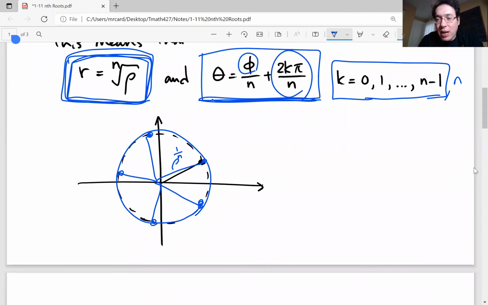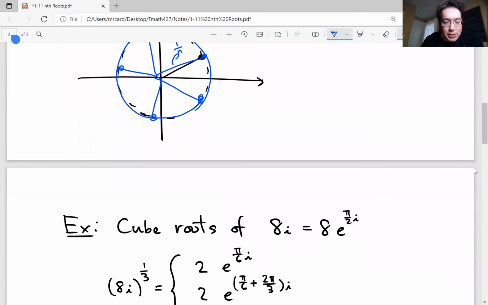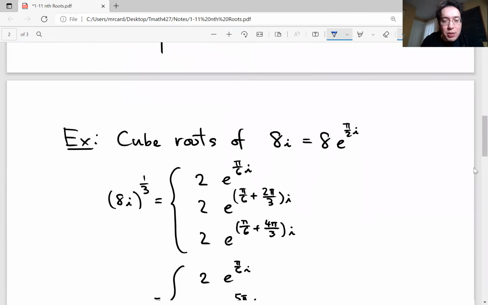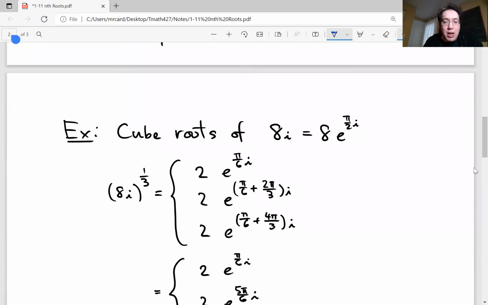Okay, and this is true for any nth roots, right? So if it's cube root, there'll be 120 degrees apart, exactly 360 divided by 3, or 2 pi divided by 3 radians. Okay, so let's do an example of taking the 3 cube roots of the complex number 8i.